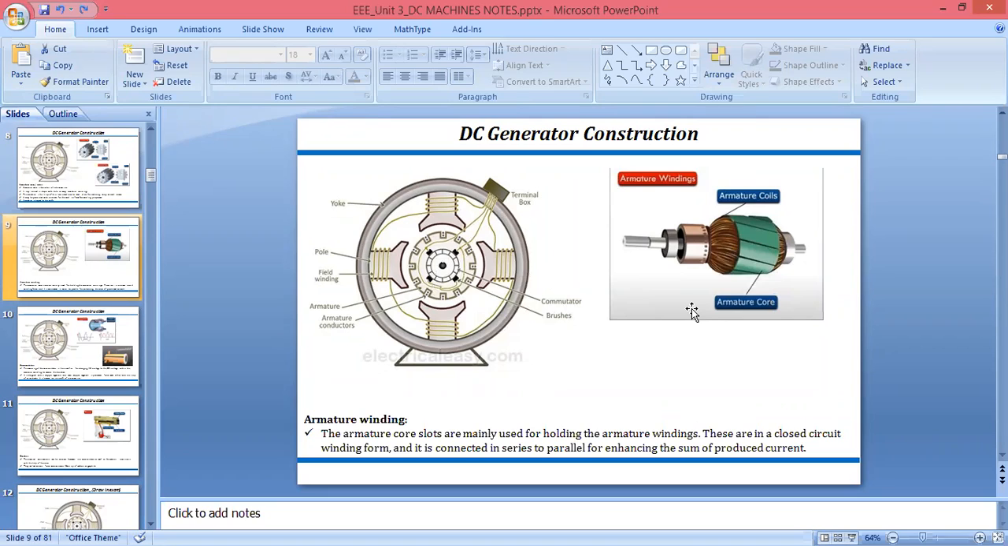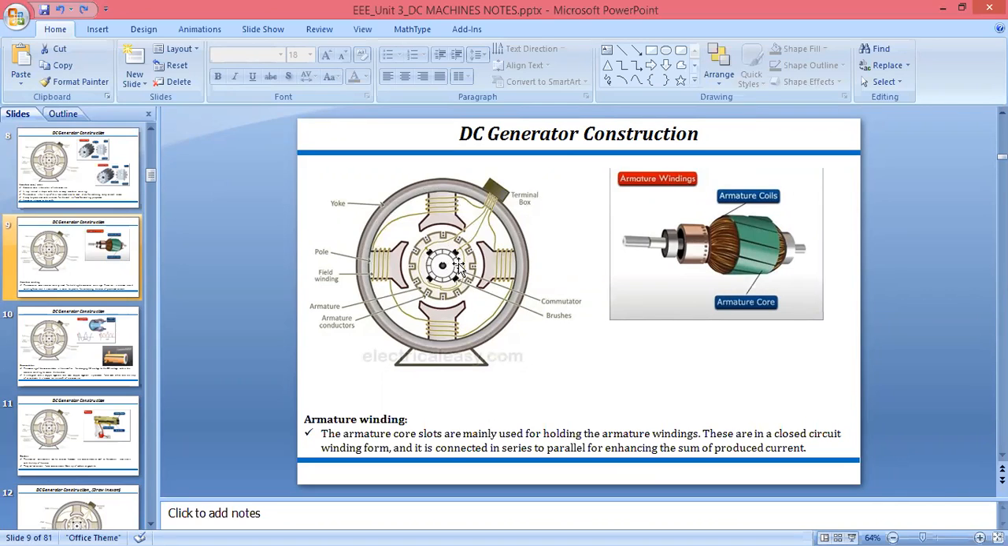And if you see practically, it will look like this. You can say it is the cylindrical structure. And on this, if you see, ये copper color का जो दिख रहा है, these are nothing but the coils. How we are using? We are using these coils on the armature, and we are using these coils as the armature winding. And these are in the closed circuit, because what we are saying, outer surface is yoke, उसके अंदर है ये, उसके बाद पोल है, उसके अंदर we will have the armature.